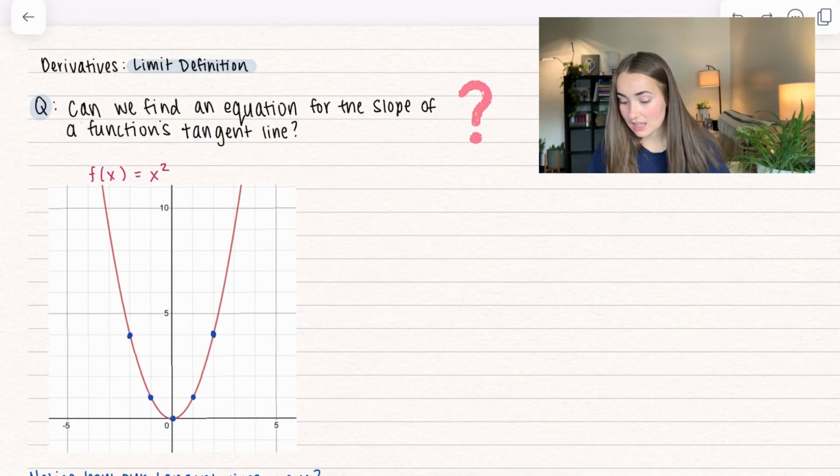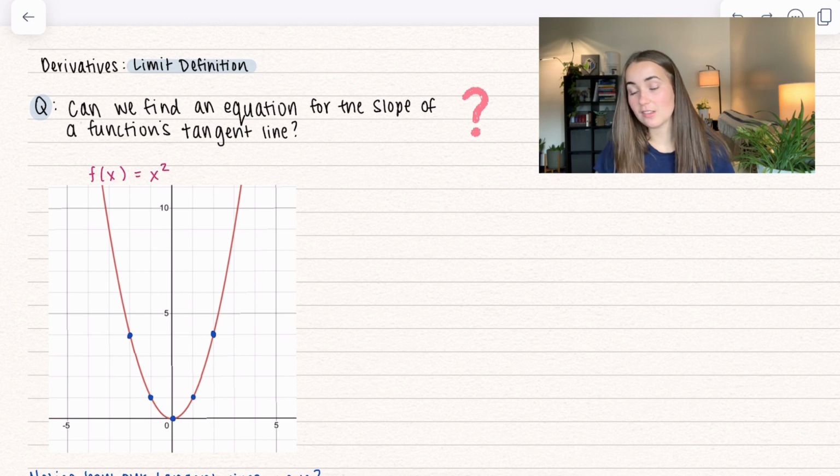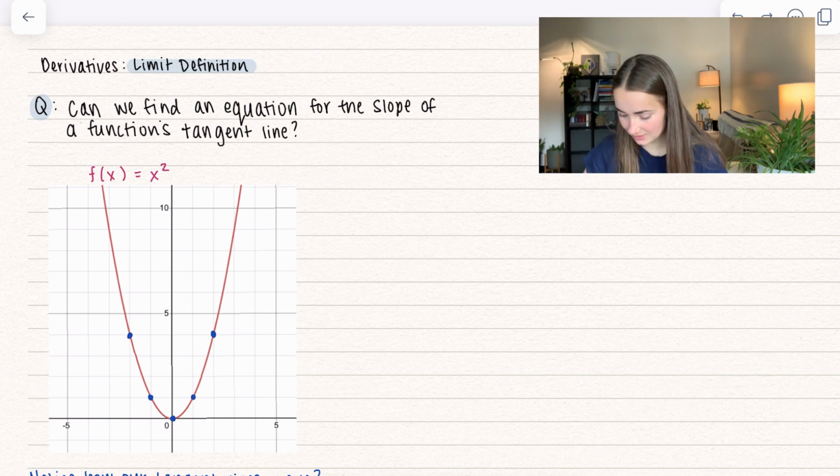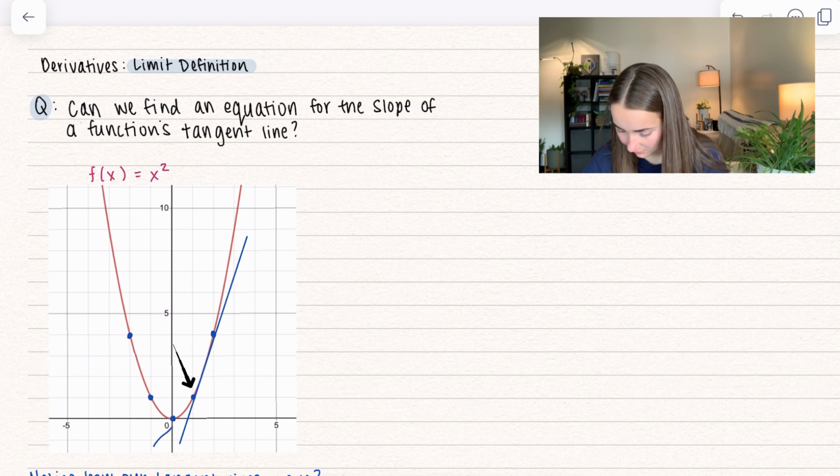Question of the day. Can we find an equation for the slope of a function's tangent line without having to use a point? So let's go ahead and look at these different tangent lines. I have a couple points filled out already. If I look at the point 2, 4, and I drew that tangent line, it would look exactly like this, right? And now if I go to the point 1, 1, I will have a tangent line that just skims it at the point 1, 1.